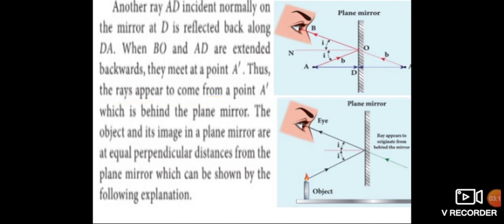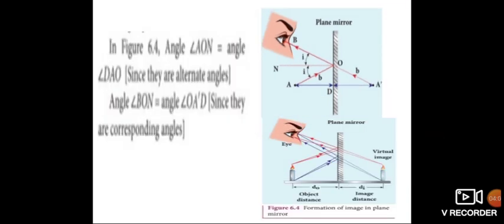Thus the ray appears to come from a point A dash. The ray comes from the point A dash, which is behind the plane mirror. The object and its image in a plane mirror are at equal perpendicular distance from the plane mirror, which can be shown by the following explanation. Okay, students. So here that image is also shown by using this concept only. The rays appear to originate from behind the mirror.